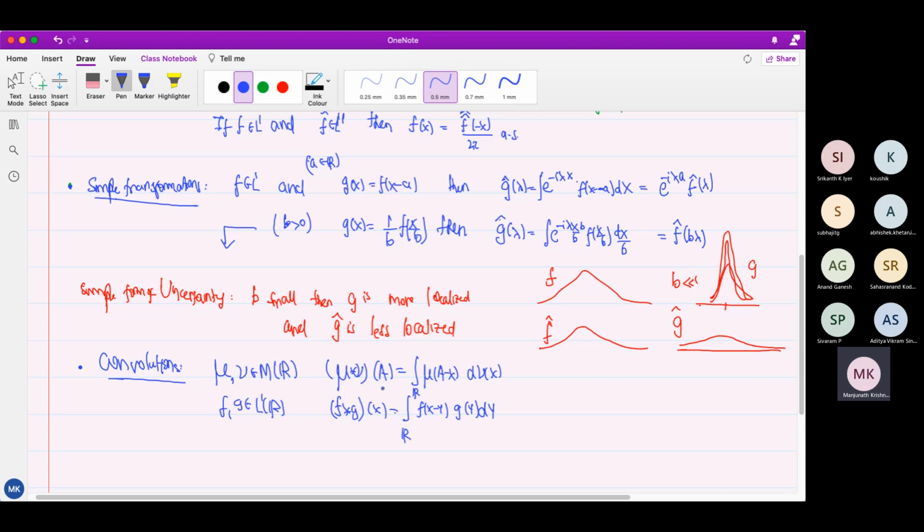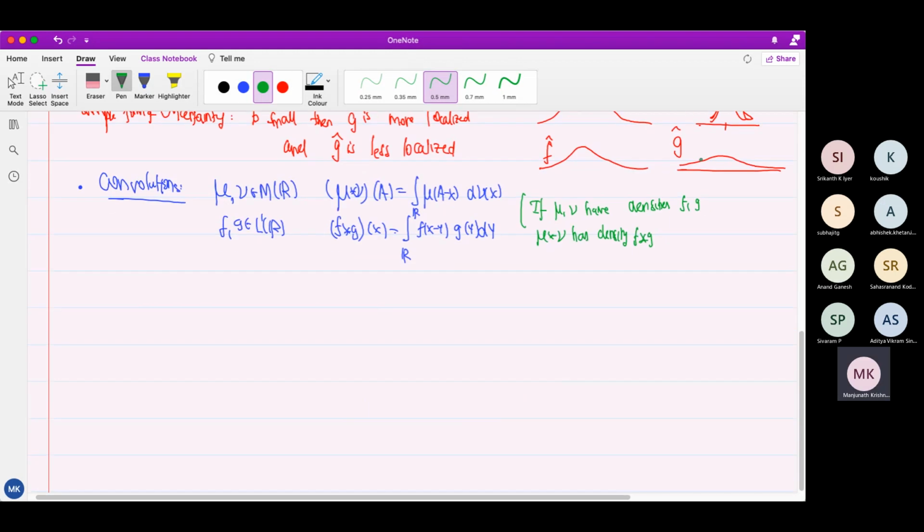Okay, and these two are consistent definitions in the sense that if mu and nu have densities f and g, mu star nu will have density which is f star g. So in that sense, it is consistent.